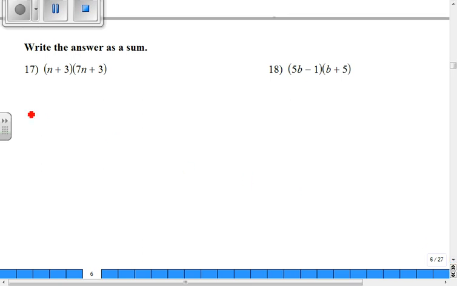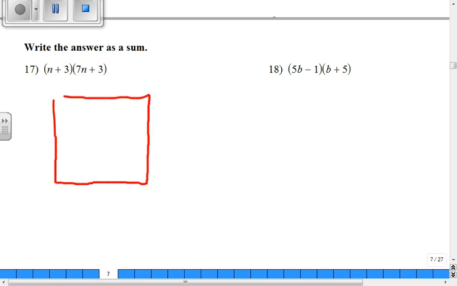Okay, for the next two problems, I'm asked to write the answer as a sum. Well, it's given to me as a product. So to go from a product to a sum, I need a generic rectangle. I'm going to put one of the binomials on each side. So I have n plus 3 times 7n plus 3.